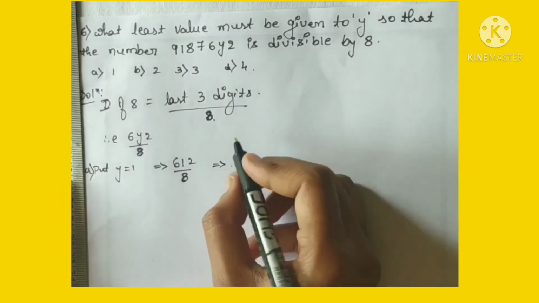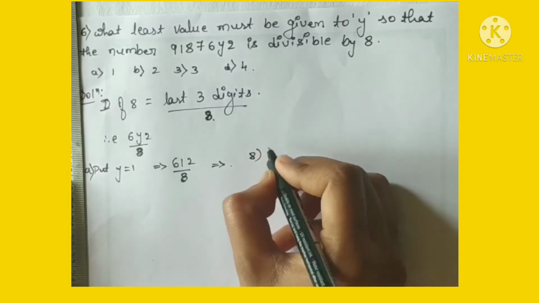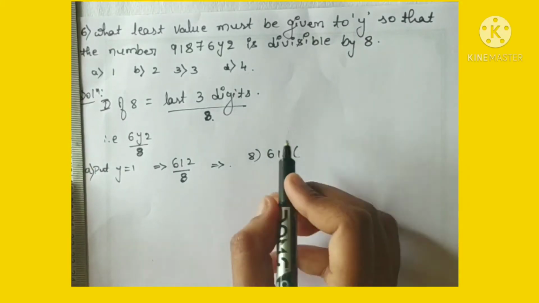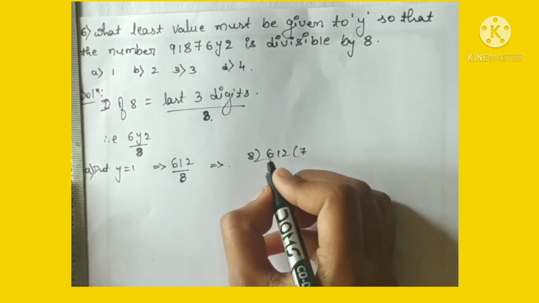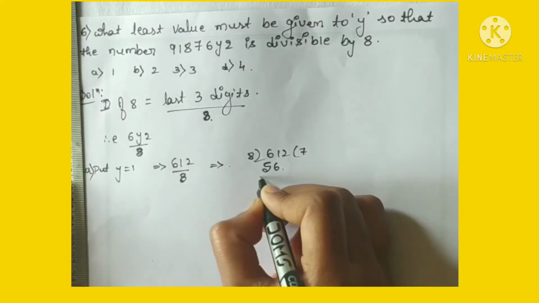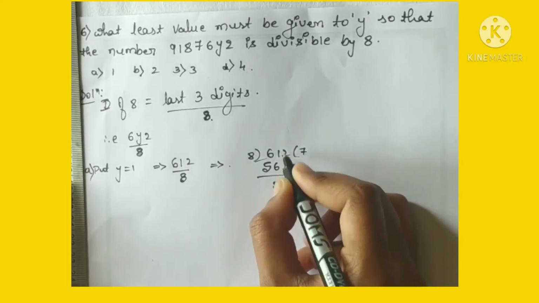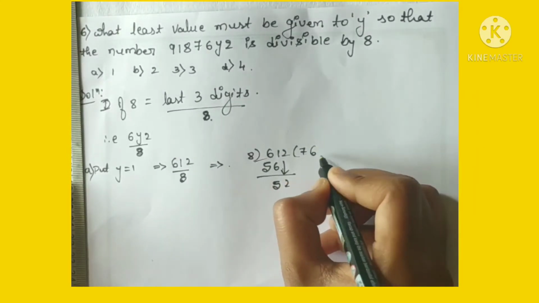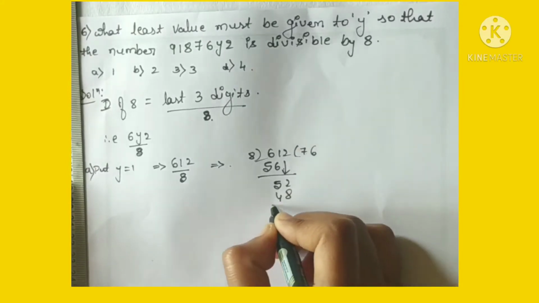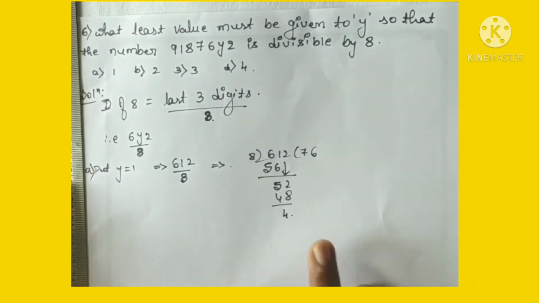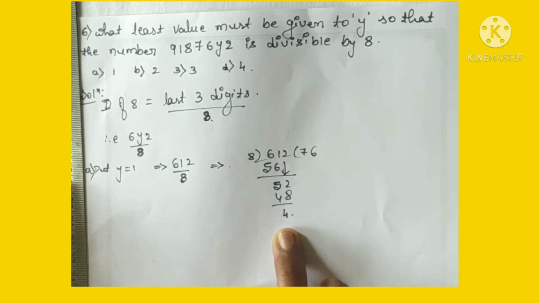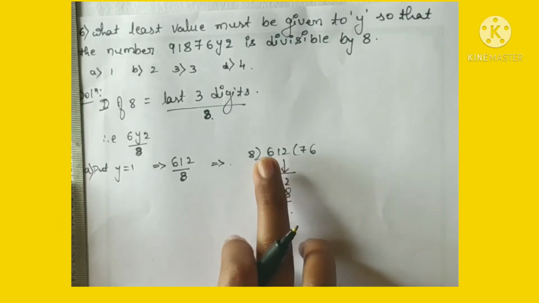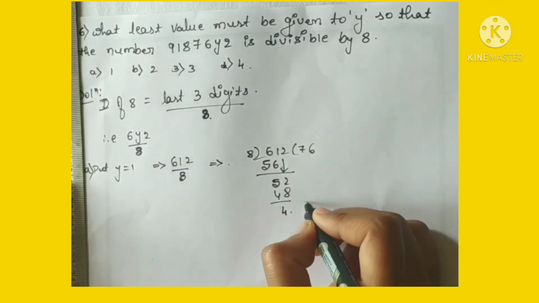Now I will just divide it. 8, 612. Okay. Now 8 times 7, 8 sevens are 56. So the remainder is 5, and I just carry this 2 here. Now 8 sixes are 48. The remainder is 4. So this 8 is not able to completely divide 612. So it is not a correct option.